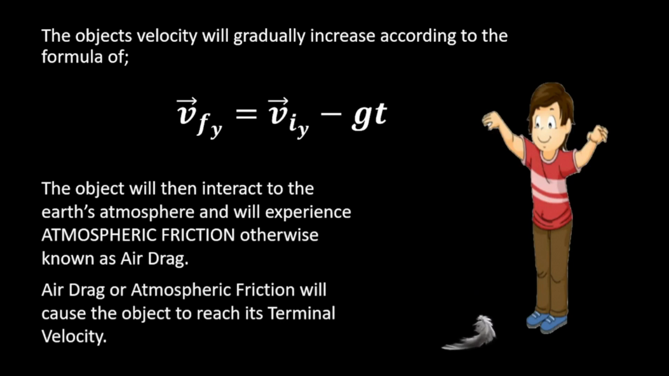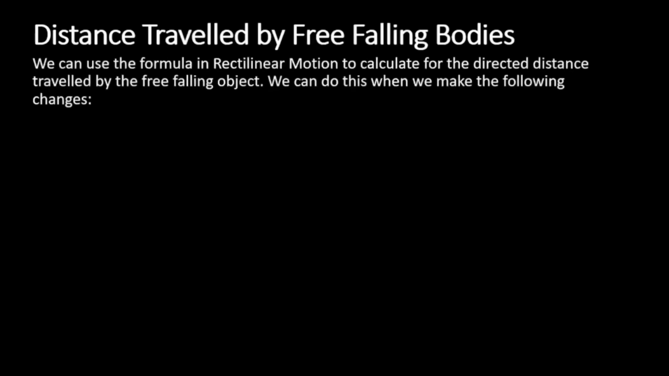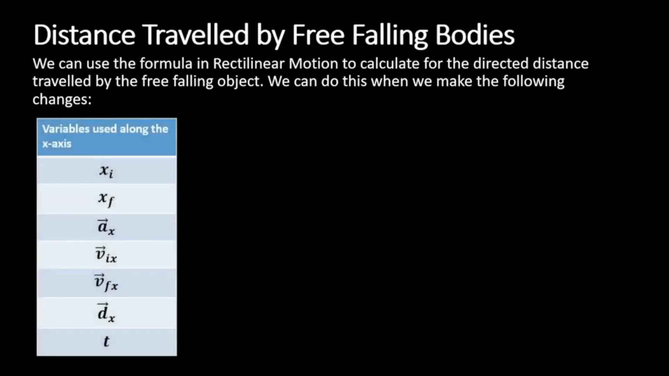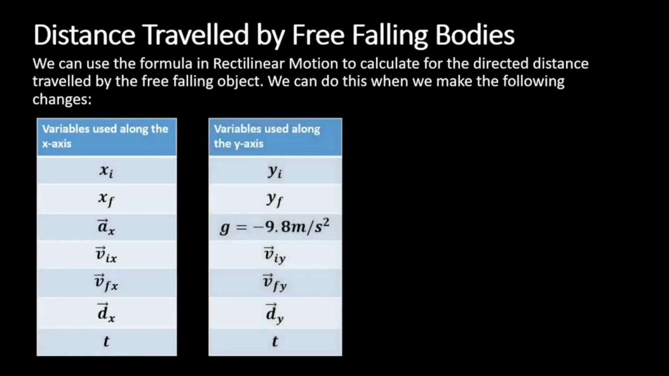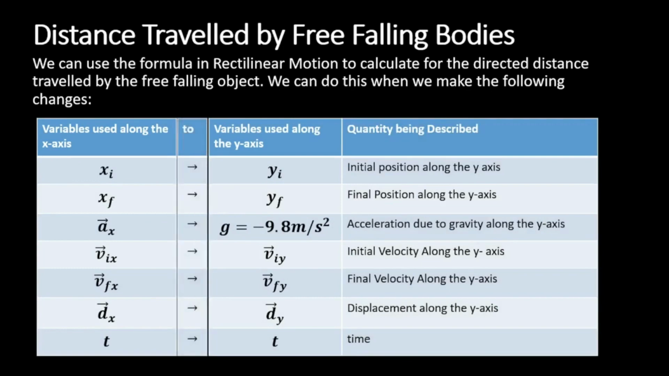Distance traveled by free-falling bodies. We can use the formula in rectilinear motion to calculate the directed distance traveled by a free-falling object. We can do this when we make the following changes. The table below shows the variables used along the x-axis and y-axis and the quantity being described. All the variables along the x-axis will be changed into y.